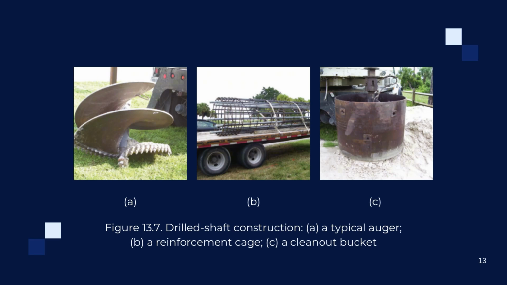In this slide, the figure shows key elements of drilled shaft construction. The auger, a rotating tool used to drill and remove soil, creating the borehole. The reinforcement cage, a steel framework placed inside the hole to provide strength and structural support. The clean out bucket, used to remove loose soil and debris from the bottom, ensuring a clean base for concreting.